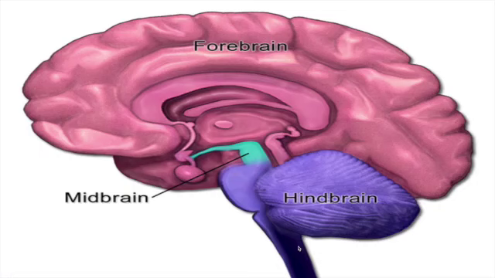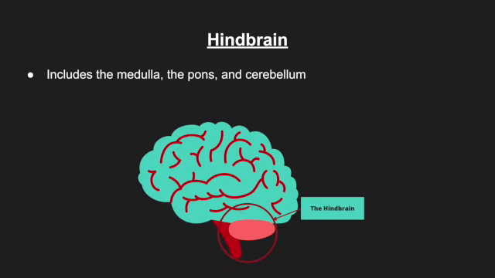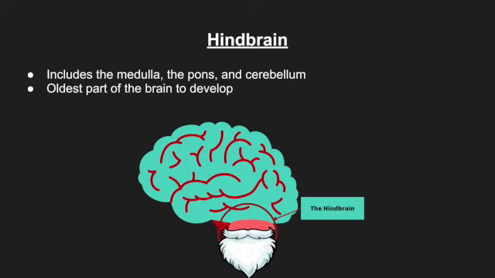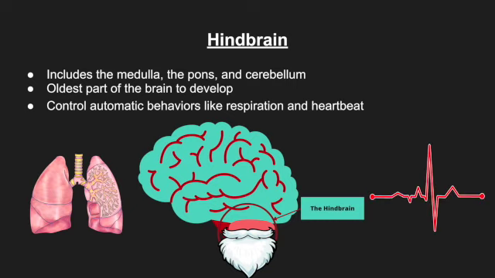The brain can be broken down into three main regions: the hindbrain, the midbrain, and the forebrain. Each section contains many different parts. Let's start with the hindbrain. The hindbrain is the base of the brain that includes the medulla, the pons, and cerebellum. It is the oldest part of the brain to develop and control automatic behaviors like respiration and heartbeat.